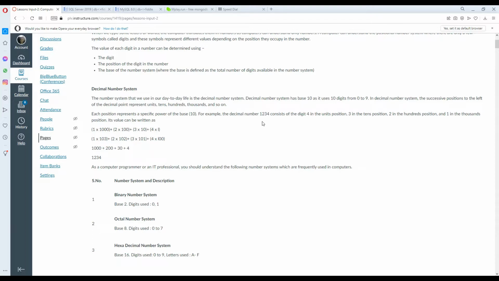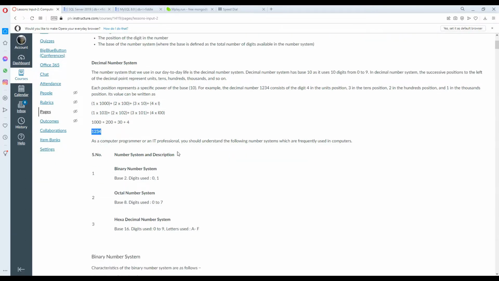For example, the decimal number 1234 consists of 4 in the units position, 3 in the tens position, 2 in the hundreds position, and 1 in the thousands position. Its value can also be written as 1 times 1,000 plus 2 times 100 plus 3 times 10 plus 4 times 1. When you add it up, you get 1,234.